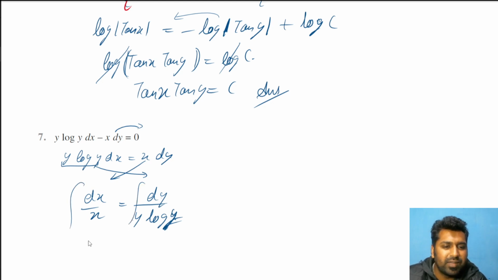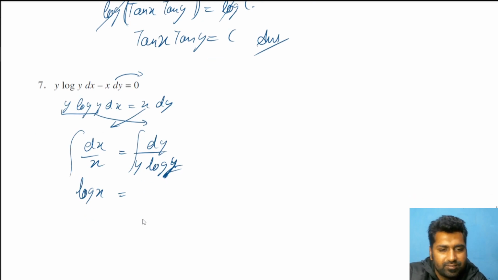Integrate. 1 by x integration is log x. I'm not writing mod. If we want to keep the final answer, we'll introduce the mod. This integration, you have to think how to integrate 1 by y log y. Now what I see is the complicated part is log y, so substitution could work. If I take log y as t, then 1 by y dy will be your dt.